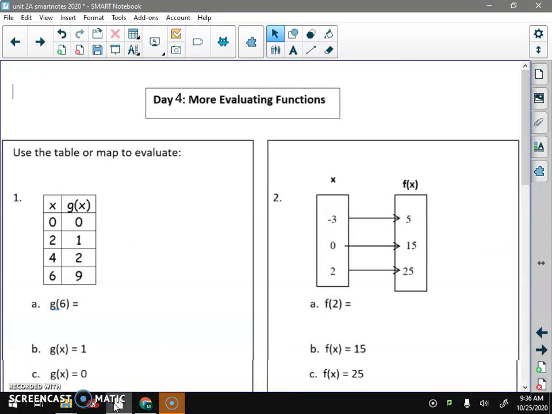This is Mr. Ward. We're going to do day 4 of Unit 2A, more evaluating functions. But we're going to do a little bit today going backwards. Still the grade wall, still the same approach. I think you're going to like it. All right, let's get started.